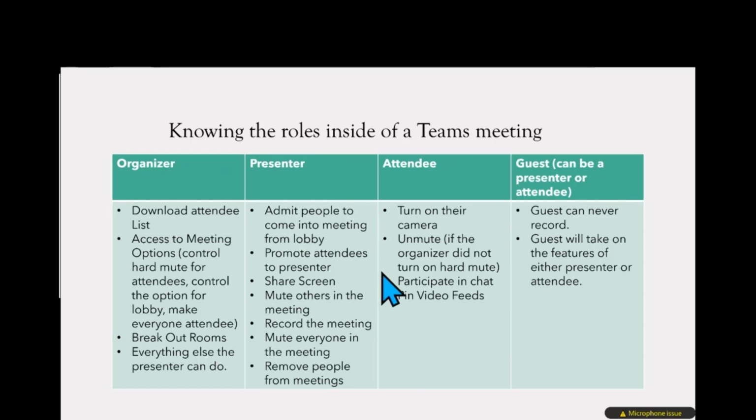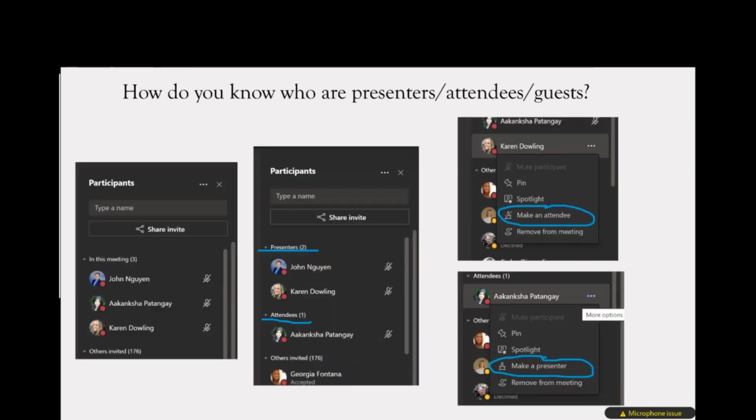One of the things about these roles is they actually impact things when you go into meeting options, and you can change them into being presenters or attendees, right? And how would you know that? How do you know who are the presenters and who are the attendees? By default, when you create meetings, most people come in as presenters.